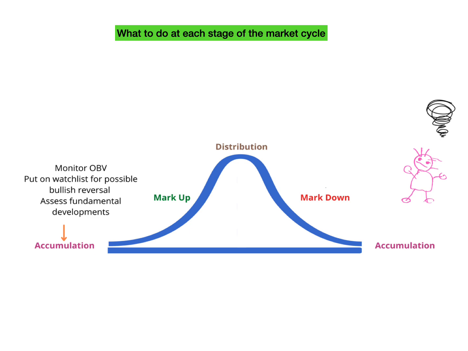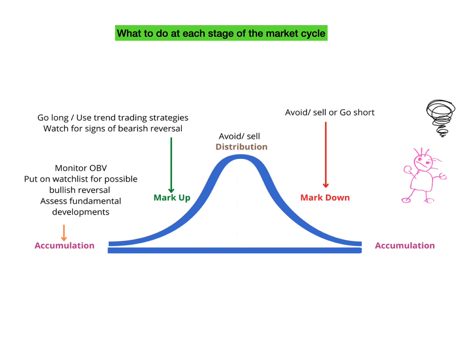So what to do during the markup stage? Go long. Use trend trading strategies and watch for signs of a bearish reversal. Just keep holding until the price is making higher highs and higher lows. During the distribution stage, you avoid this stage or you sell your position. Markdown, you must already be out of the market during the markdown stage because you only want to trade with the trend and not against it. And then the cycle starts over again.